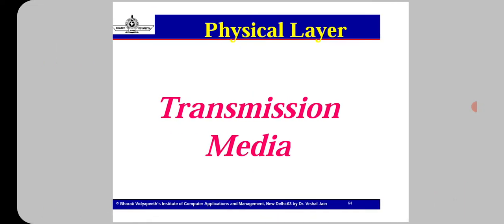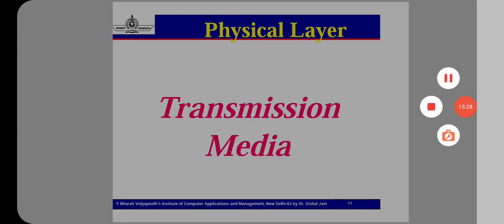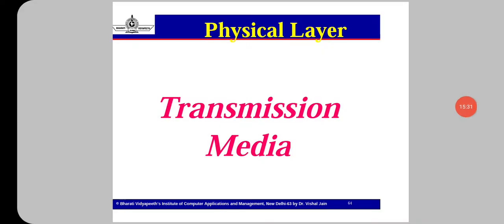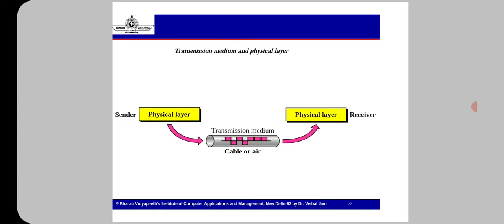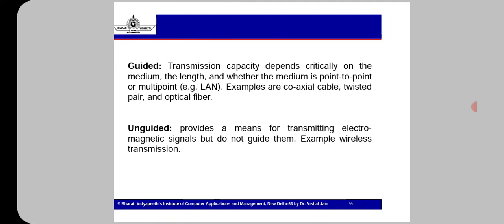Next topic we are going to discuss is transmission media. Transmission media or physical media. What is transmission media or physical medium? It is used to transmit data or information over a communication channel. So transmission medium and physical layer. In the physical layer we are using different types of transmission media, network devices and others, like different types of cables and others.